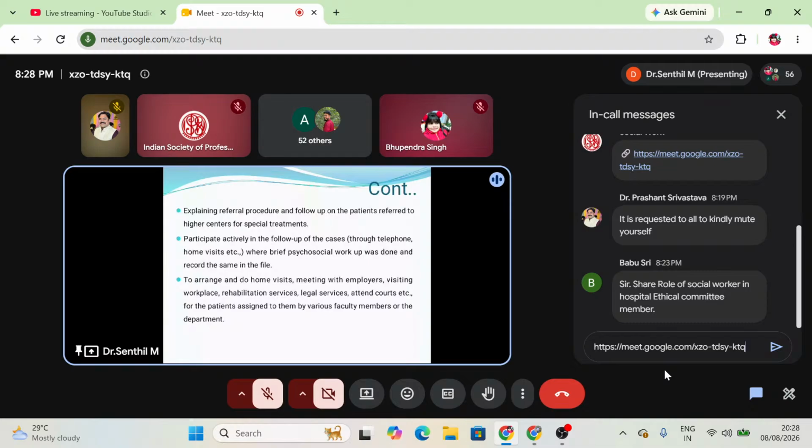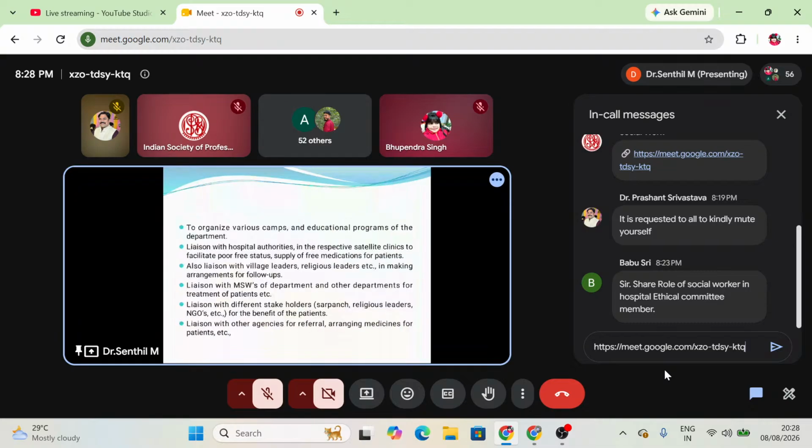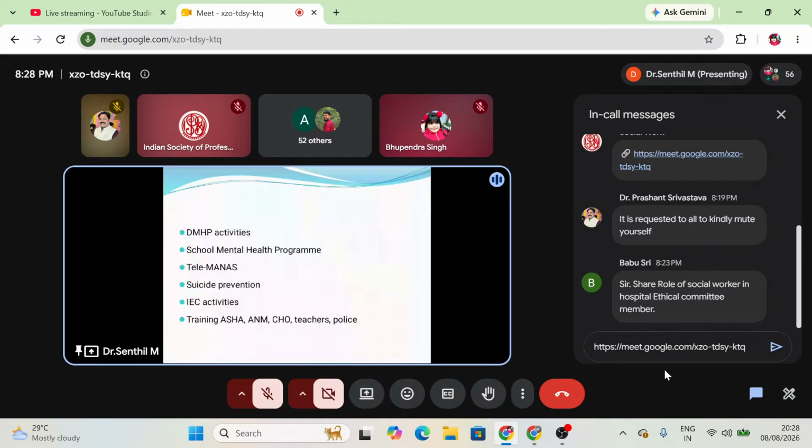So that comes under the role of the social worker. You can see the social worker can work very closely with the DMHP, the District Mental Health Program. The social worker can do a lot of school mental health program work. The social worker also can promote Tele-MANAS. Tele-MANAS is a very important activity the government has initiated.